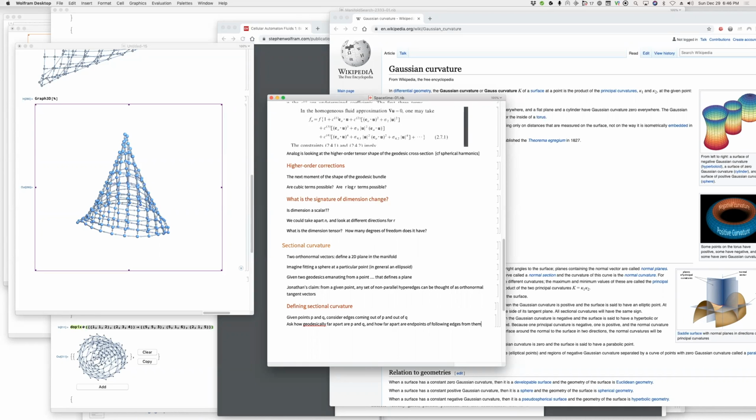Okay, hold on. So your claim is that curvature is the ratio of the distance between the endpoints of the links from P and Q to the distance between P and Q themselves.